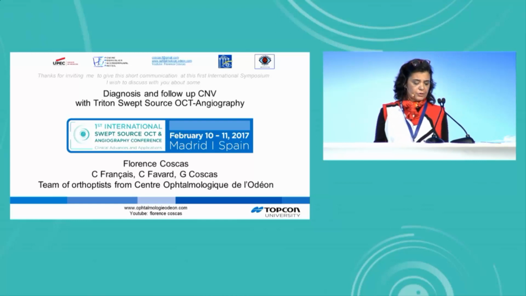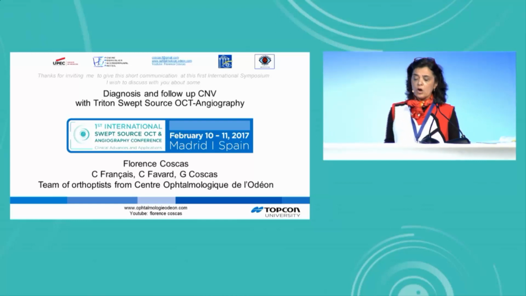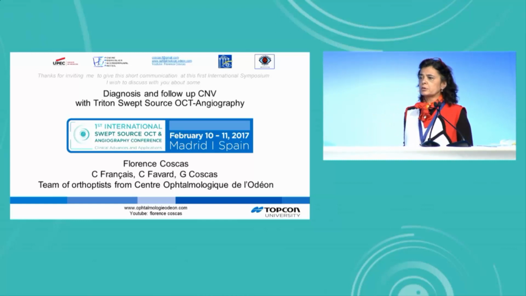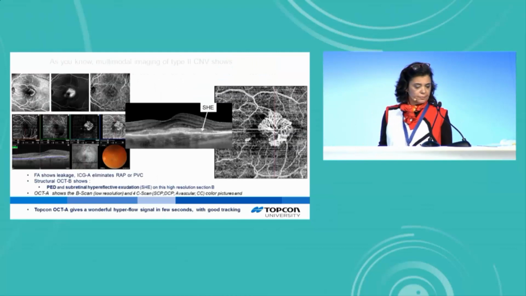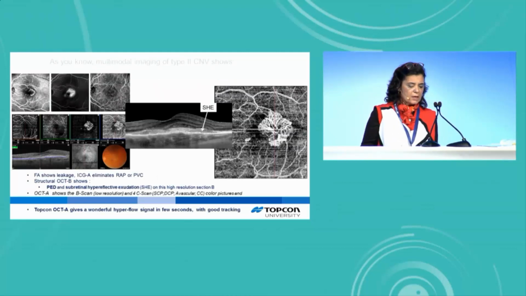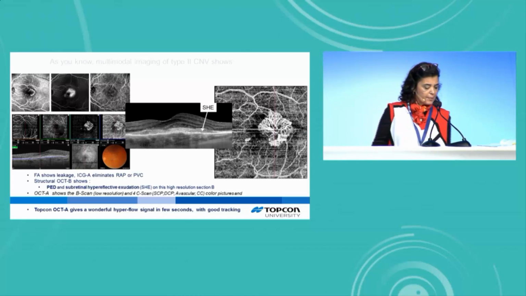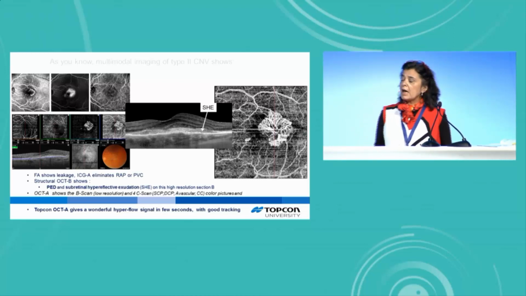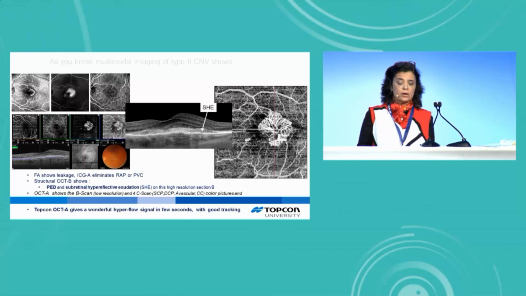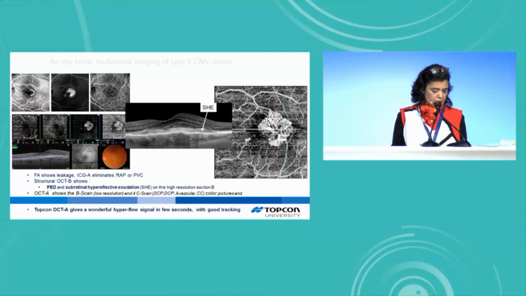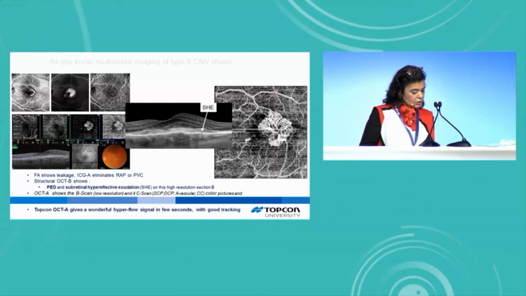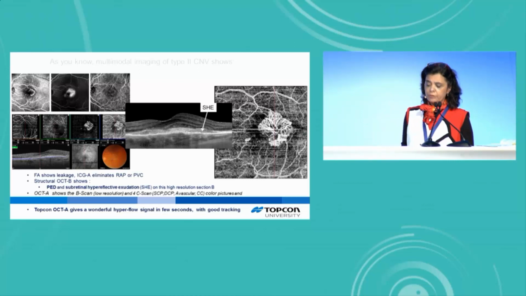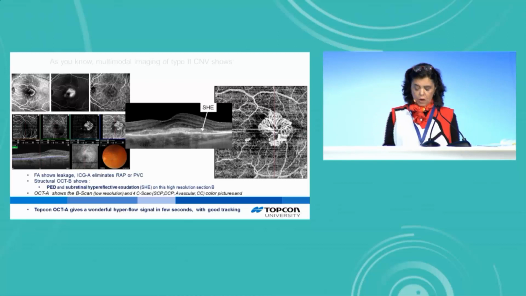I wish to discuss with you some diagnosis and follow-up of CNV with Triton swept-source OCT angiography in clinical routine. As you know, multimodal imaging of type 2 CNV shows leakage on FA, ISSOCT eliminates RAP or PCV, structural OCT-B shows PED and subretinal hyperreflective exudation on this eye section. Topcon OCT-A gives a wonderful hypersignal in a few seconds with good tracking.